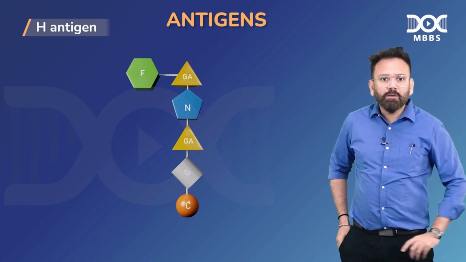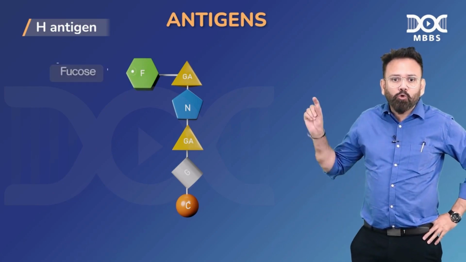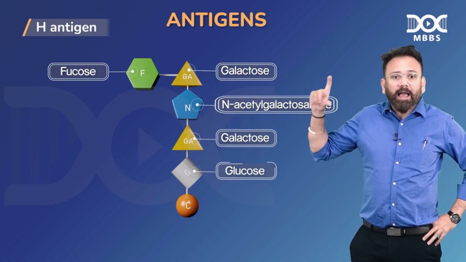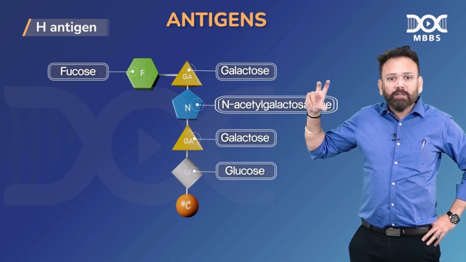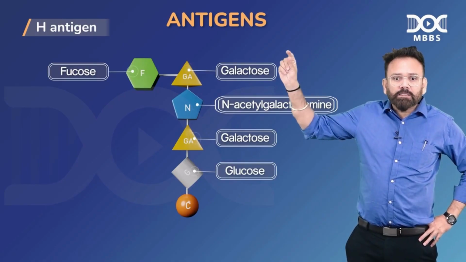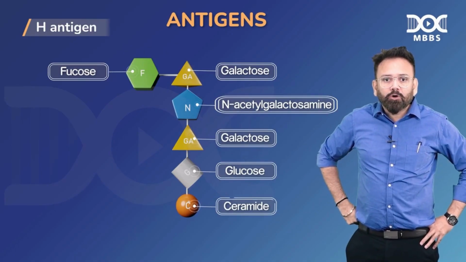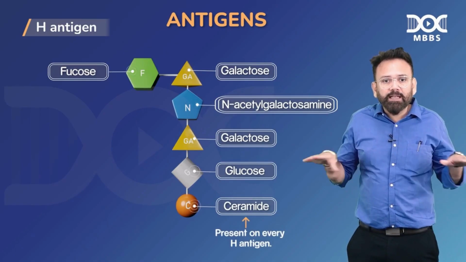Now this diagram is very, very important. You can see fucose, N-acetyl glucosamine, galactose, and glucose. It is the H antigen. And on the H antigen, if something you can see here, this is your ceramide or galactose. It all depends on this. Ceramide is on every H antigen.